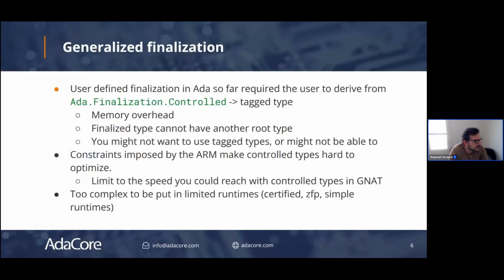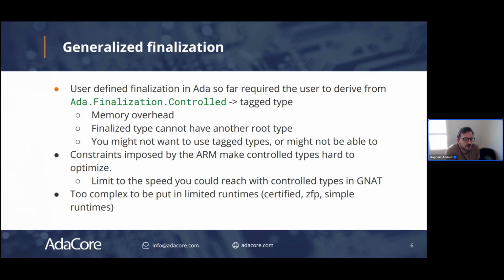Another feature that we worked on that we are particularly proud of is the notion of generalized finalization. It goes hand in hand with the feature described on the previous slide, which is the extension of a feature that was originally reserved for tagged types to all types. And generalized finalization is a bit the same. So far, user-defined finalization in Ada required the user to derive from the Controlled base type, which is a tagged type. This has many drawbacks.